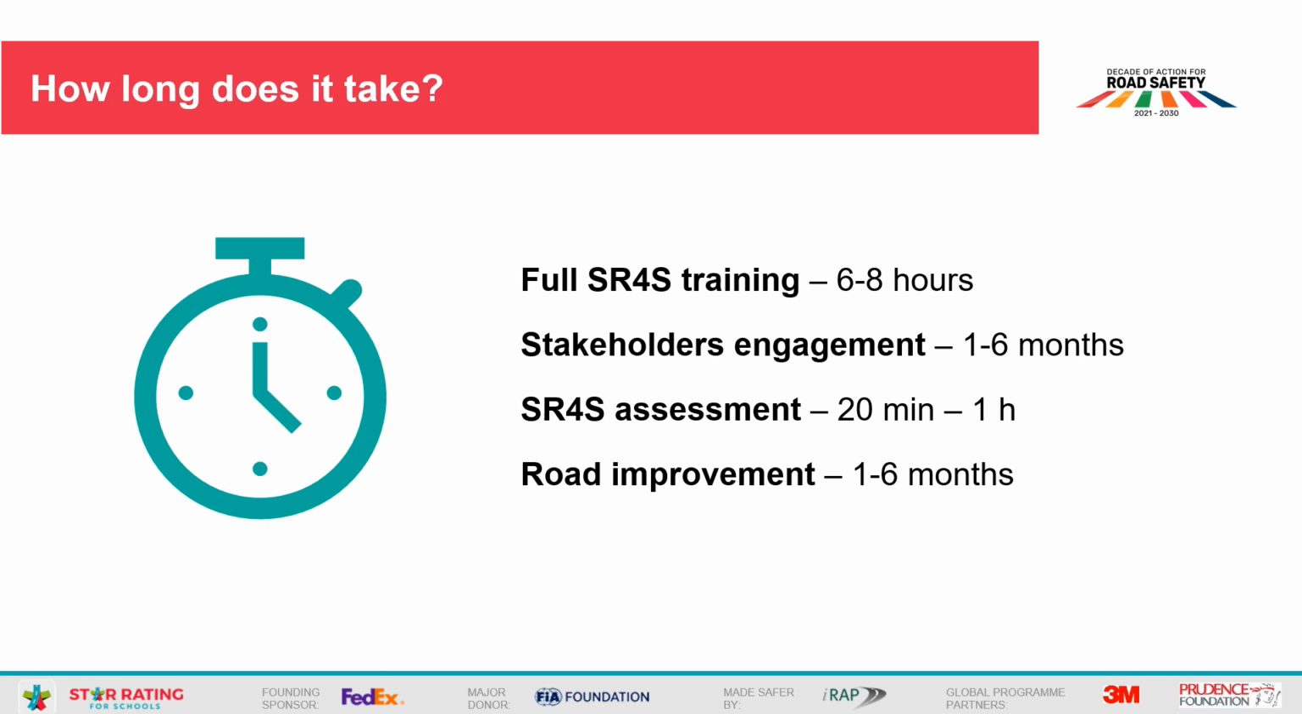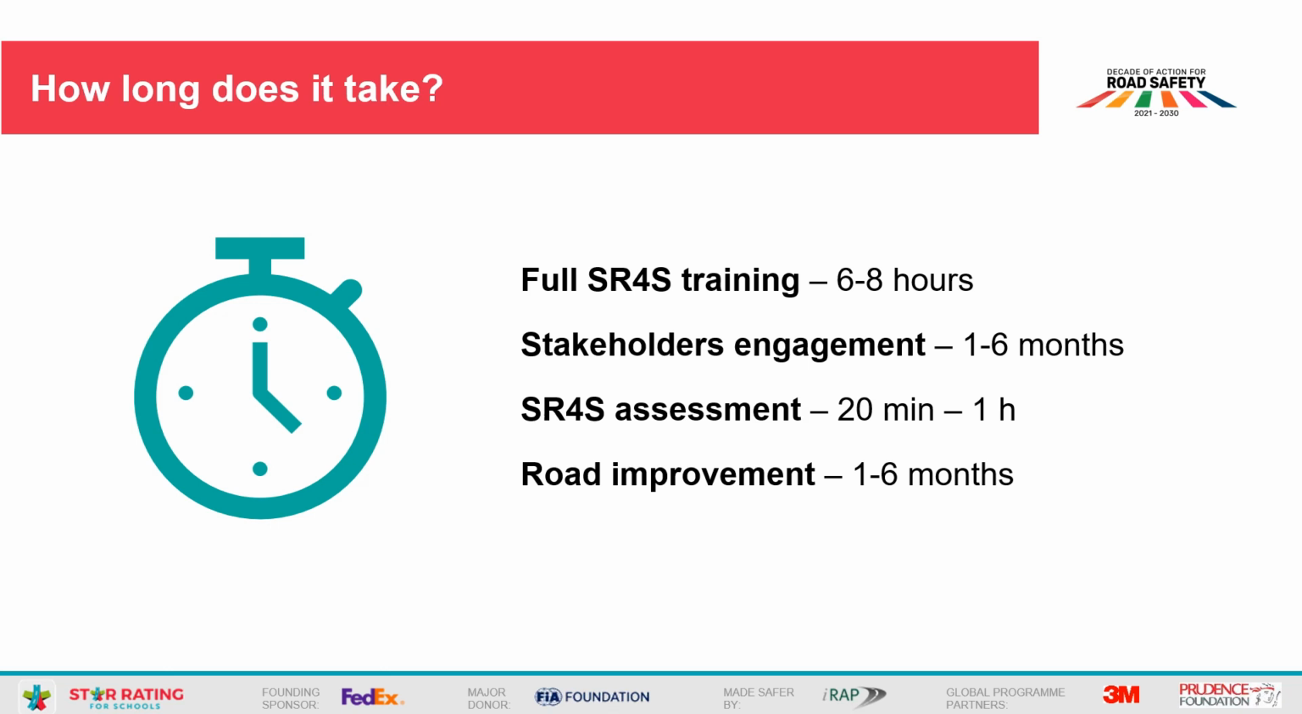In order to participate in the full Star Rating for Schools video course, you might need 6 to 8 hours, including the videos and also the assignments. For the stakeholders' engagement, this process can take from 1 to 6 months, but it can be quicker or take longer than this, depending on the connections that you already have with these different stakeholders. The Star Rating for Schools assessment for each location might take between 20 minutes and 1 hour. And the road improvements can be implemented in general in 1 to 6 months.